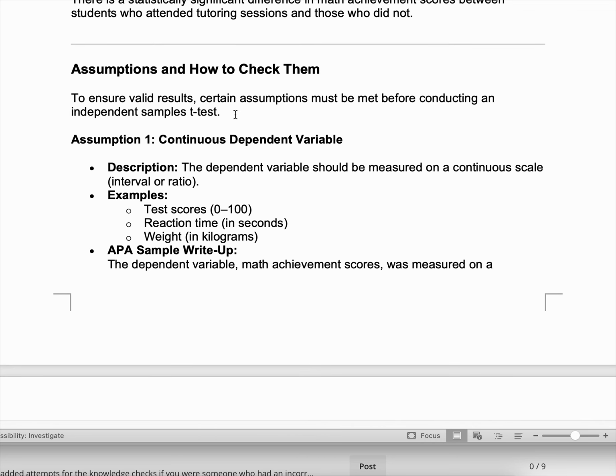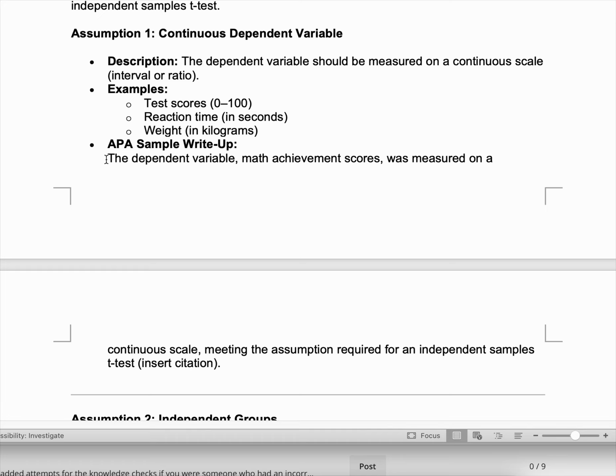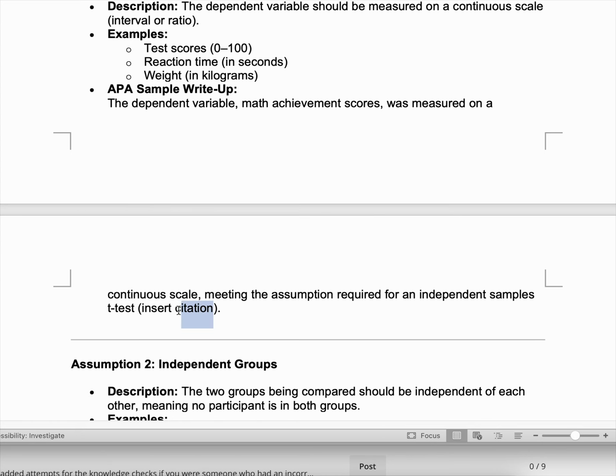And then it has several assumptions that are similar to some of the other t-tests. The first is that the dependent variable has to be continuous, or in SPSS, it needs to be scale and have that ruler, because it has to be a quantitative number that has meaning. So a test score, a reaction time, your weight, your age, any of those types of things are going to be continuous variables. And you're going to need to include just a brief sentence in your write-up that says the dependent variable, whatever it is, was measured on a continuous scale, meeting the assumption required for an independent samples t-test, and then you are going to cite your textbook.